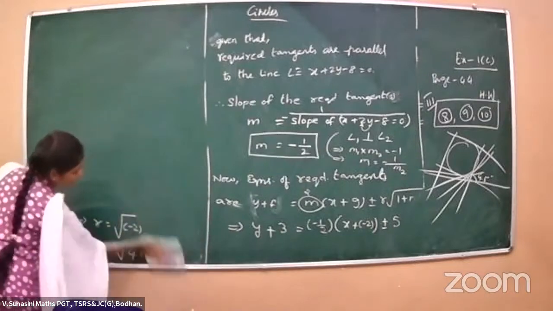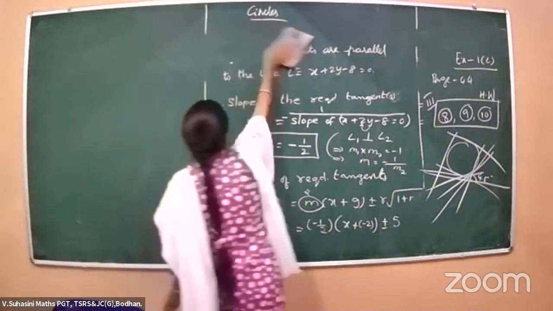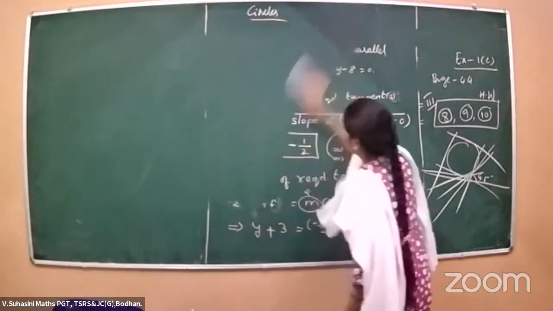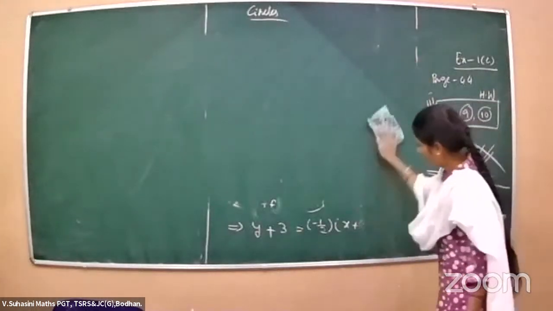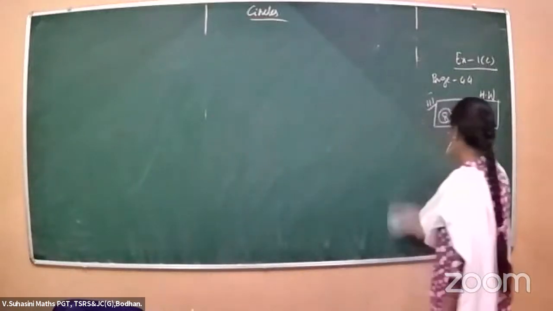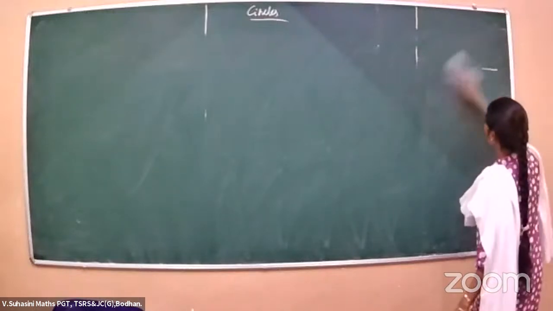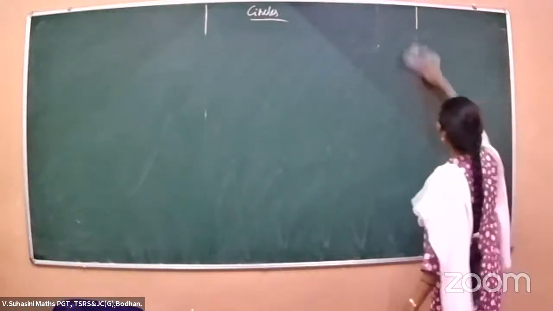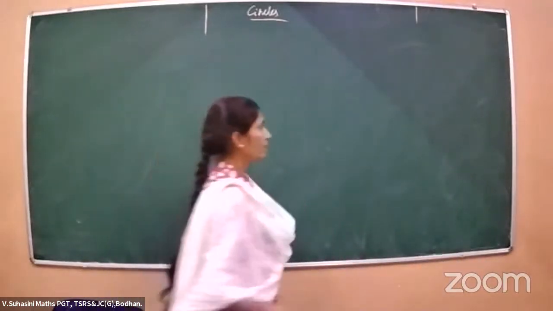If you have 2 points A, B on the circle, join those 2 points using the line segment. AB is a chord. Now we are going to find out one result about the chord.